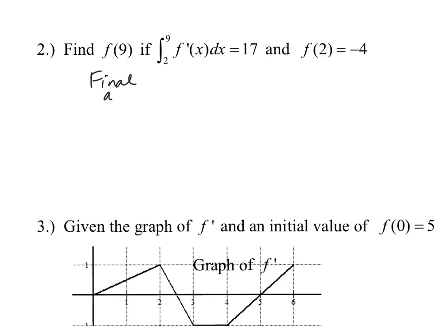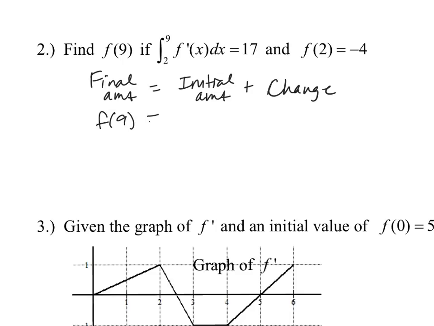The final amount will be equal to the initial amount plus the change, which we'll find by taking the integral from that initial amount to the final amount of f prime of x dx. Remember, when you integrate a rate, that gives you an amount. So our final amount is what we're looking for, we're trying to find f of 9, given an initial amount, which is f of 2, and then plus the change, which is that integral from 2 to 9 of f prime of x dx.